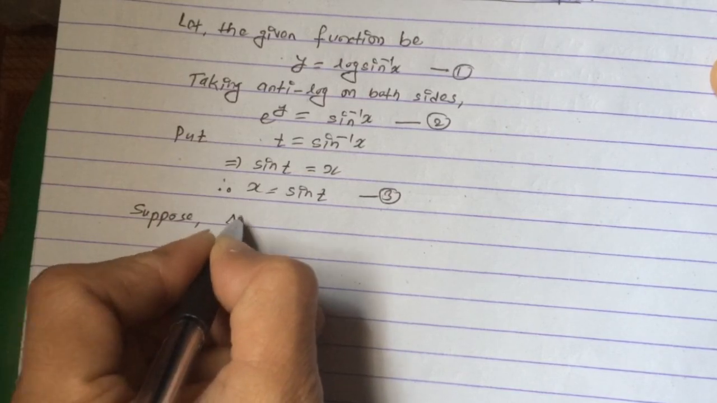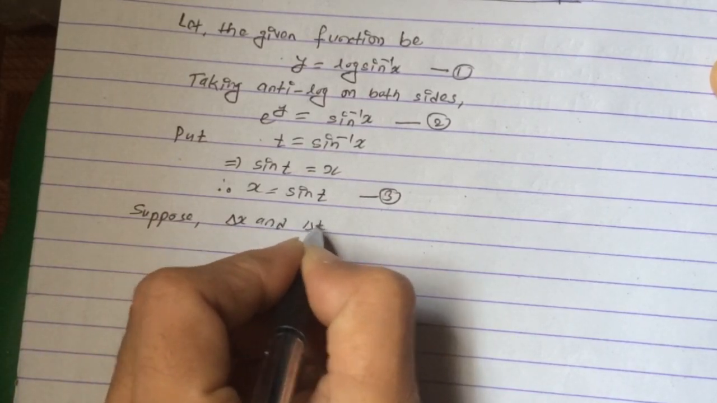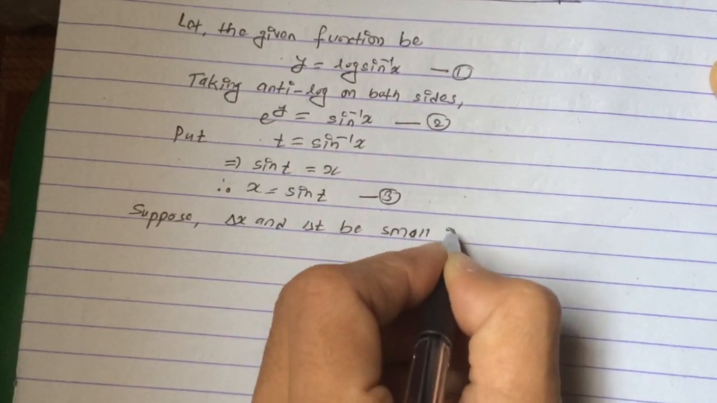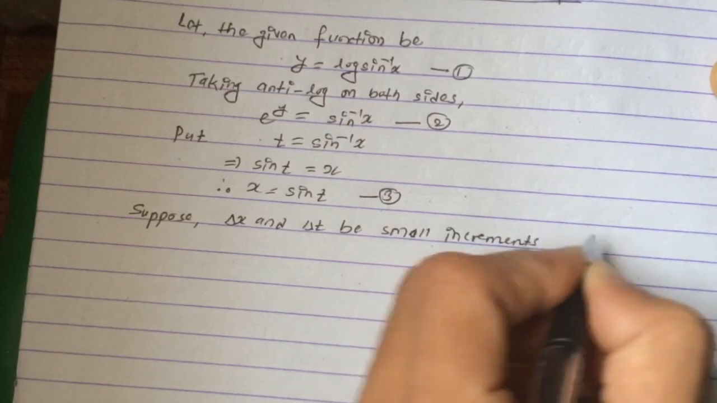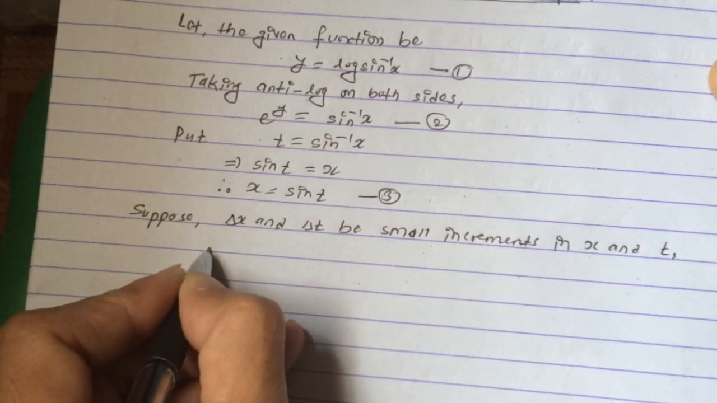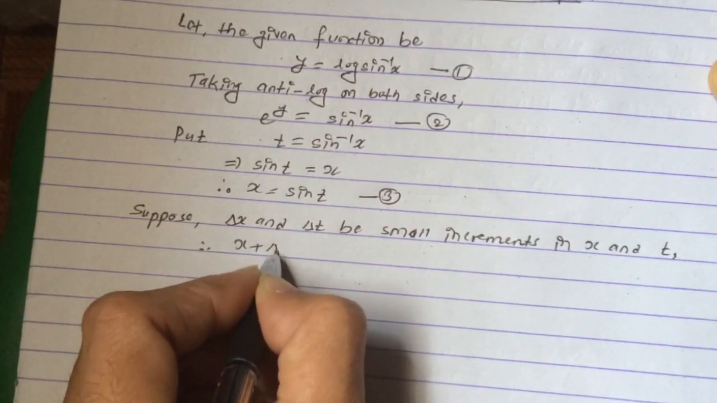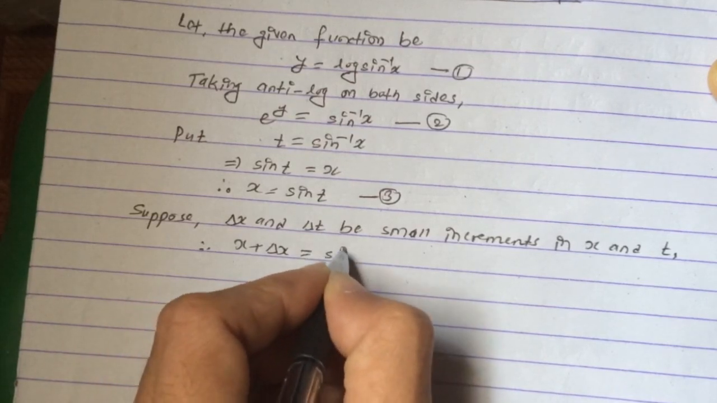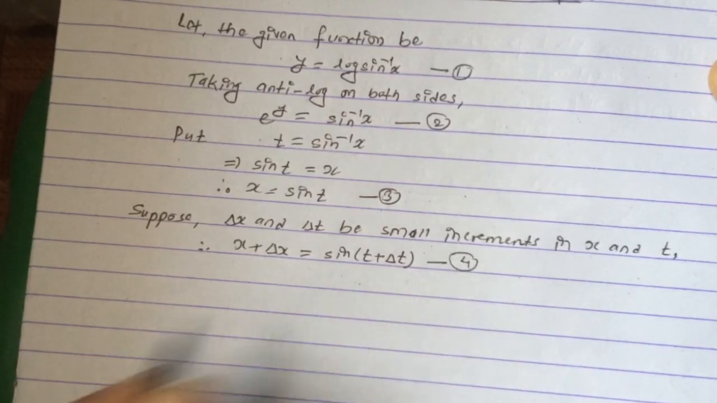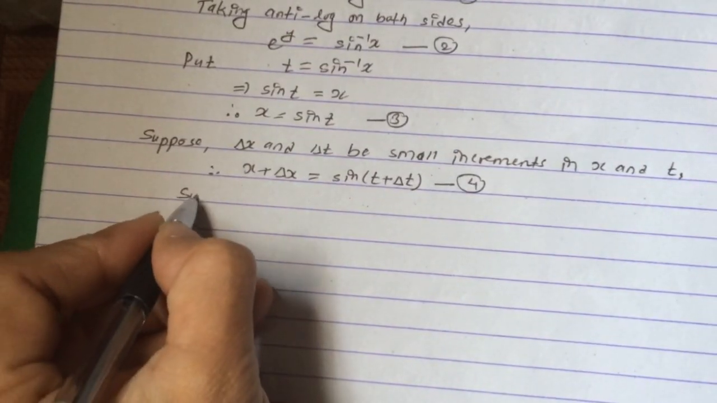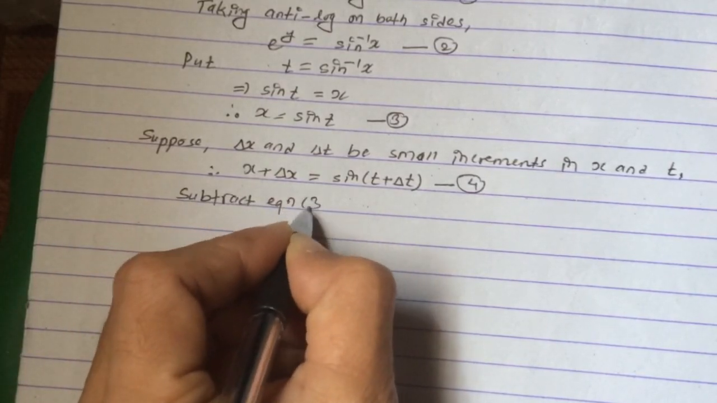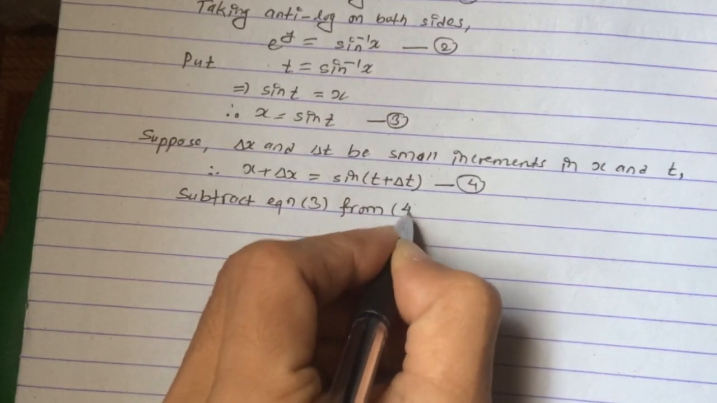Now suppose del x and del t be small increments in the value of x and t. Here you can see x is a function of t, so a change in the value of t causes a change in the value of x. Then equation 3 in terms of del x and del t can be written as x plus del x is equal to sine of t plus del t. Let this be equation 4. Subtract equation 3 from equation 4.